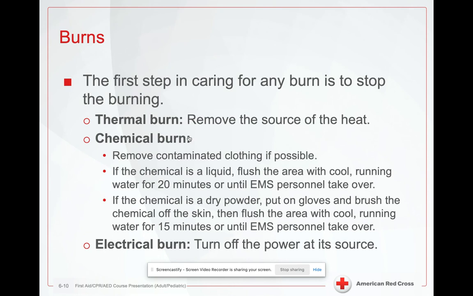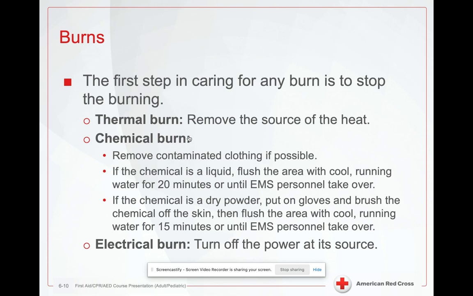So as the video stated, first step in care for burns is obviously to stop the burning. So for a thermal burn, we want to remove the source of heat. For a chemical burn, we want to remove any contaminated clothing if it is at all possible.